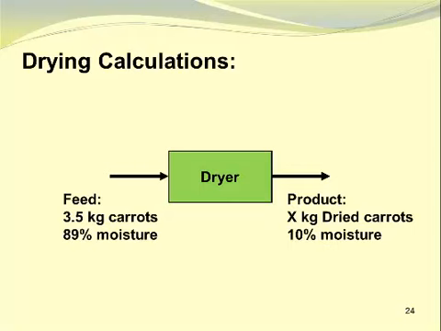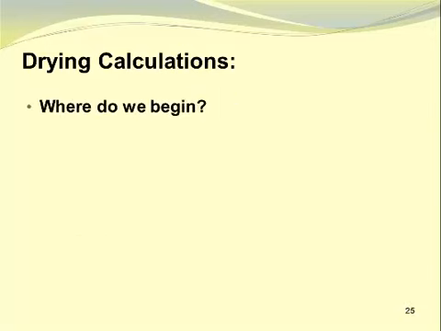We also have product coming out of the dryer, so we'll label that with what we know. We know that it is at 10% moisture. We know that the product is dried carrots, but we don't know the weight, so we'll let the weight of the dried carrots be X kilograms. Now this doesn't describe everything that's going on because we also have some water removal, so we need to label that appropriately. We'll indicate it by an arrow leaving the top of the dryer, and we'll say that the water removed will be equal to Y kilograms.